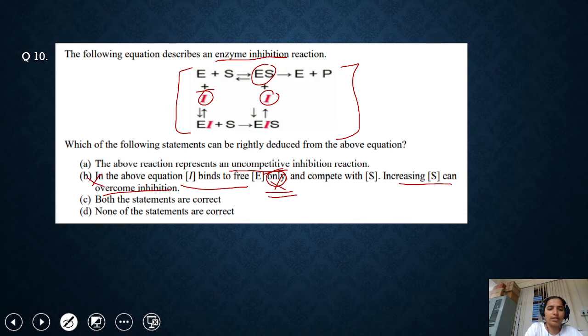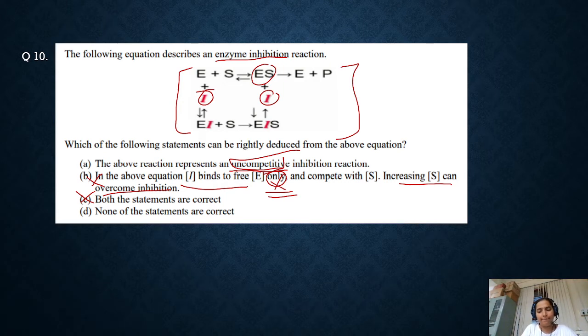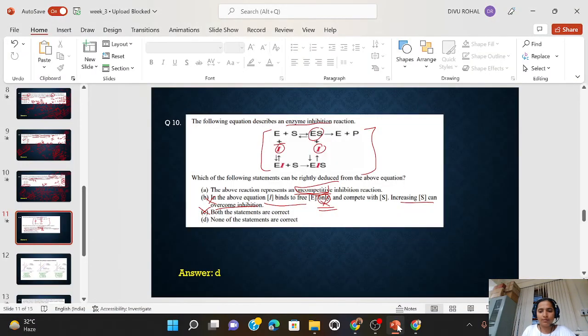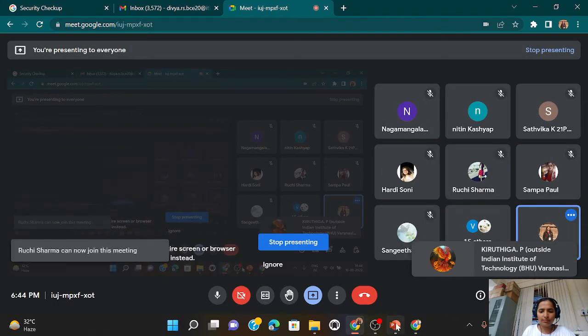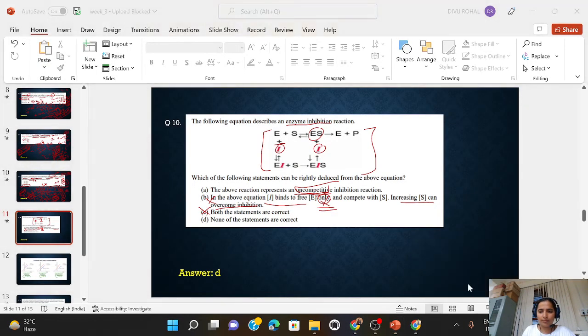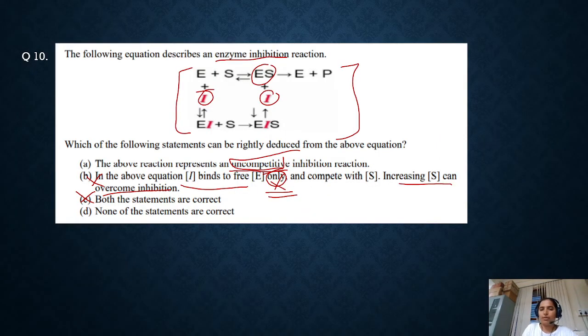Both the statements are correct. That's not possible because the second option is wrong. Now we have two options left. First one, that it is an uncompetitive inhibition, and the D option is none of the statements are correct. Just a minute. Everyone please try to answer this question. Which type of inhibition is it? Because all of you have studied this enzyme inhibition.